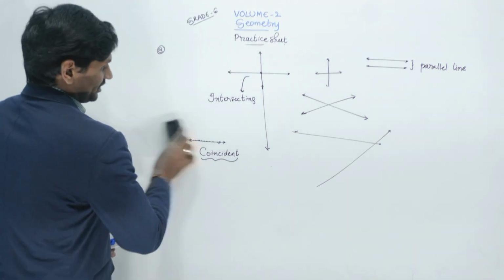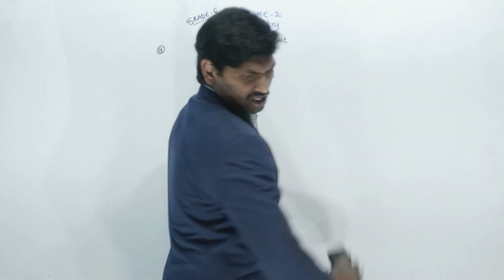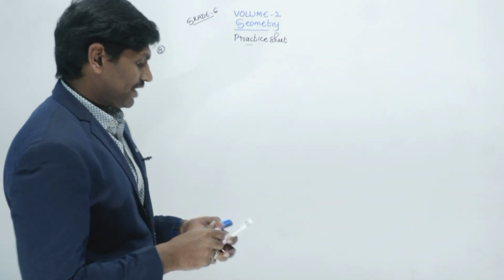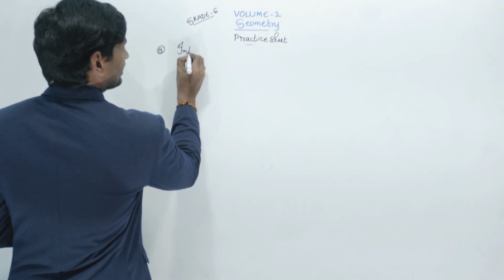So what is the question here? Two different lines in a plane have a common point, one common point, then we can call such lines intersecting lines.